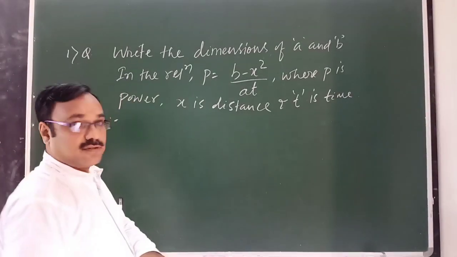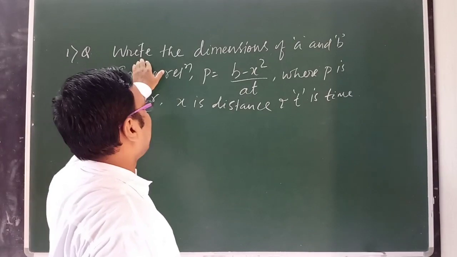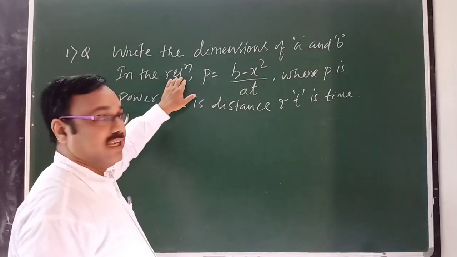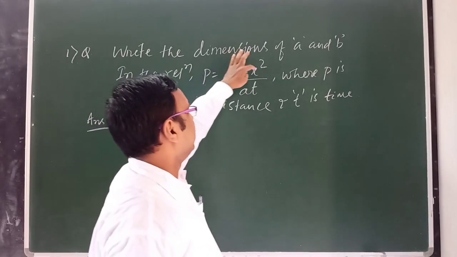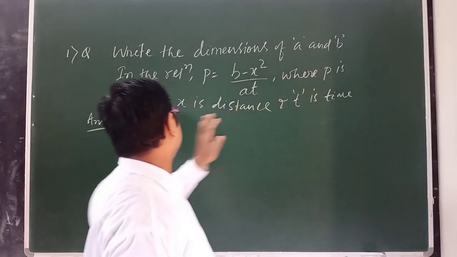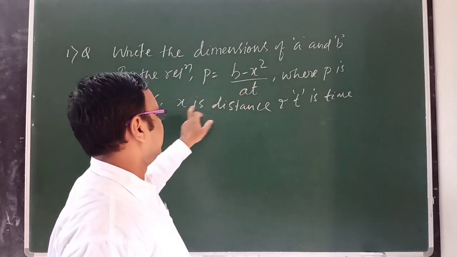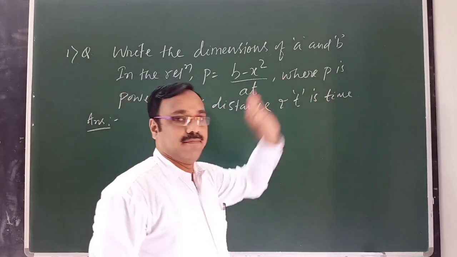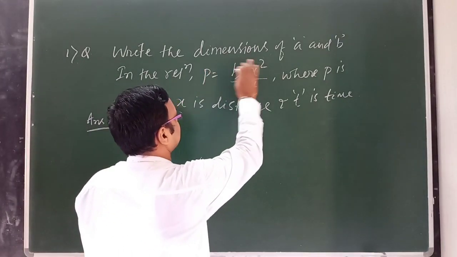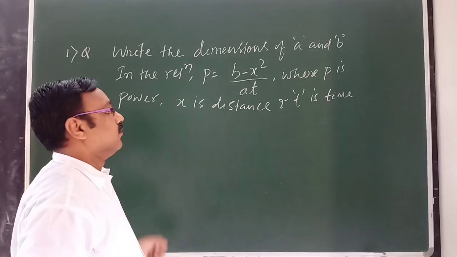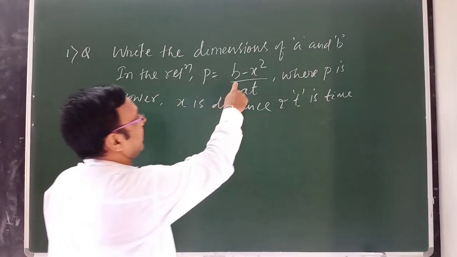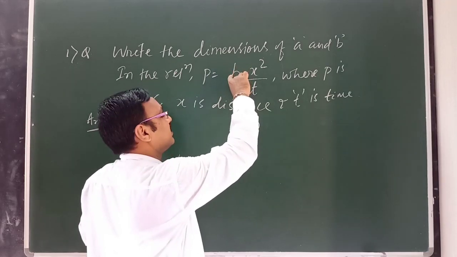Students, the first question given here is: write the dimensions of A and B in the relation P equals B minus x square by At, where P is power, x is the distance and t is the time. So this is the given physical relation, already it is mentioned it is correct one. And we have to find the dimensions of what? Dimensions of A and B.